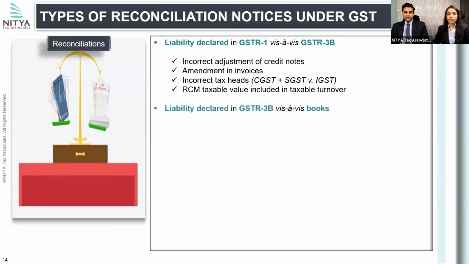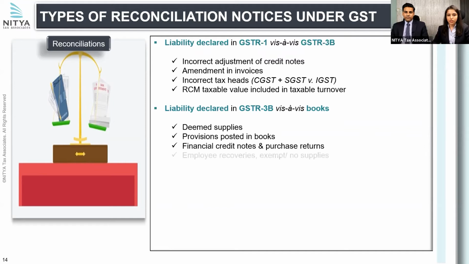Liability declared in GSTR 3B vis-a-vis books is also an important reconciliation to be done. And the reasons for differences would be the deemed supplies like stock transfer, etc., provisions posted in the books, financial credit notes or commercial credit notes, and purchase returns, various types of employee recoveries, exempt supplies, no supplies.